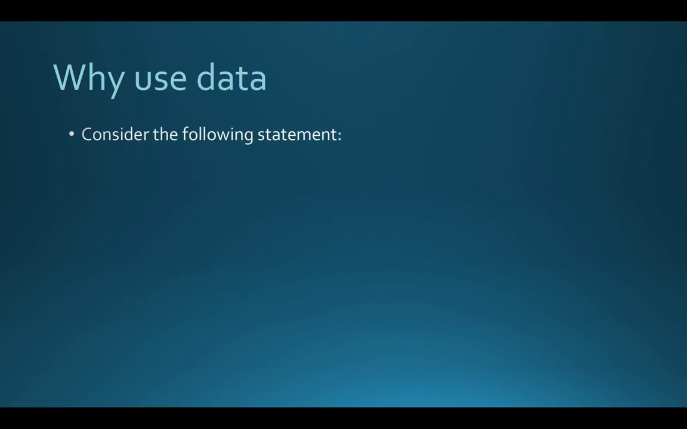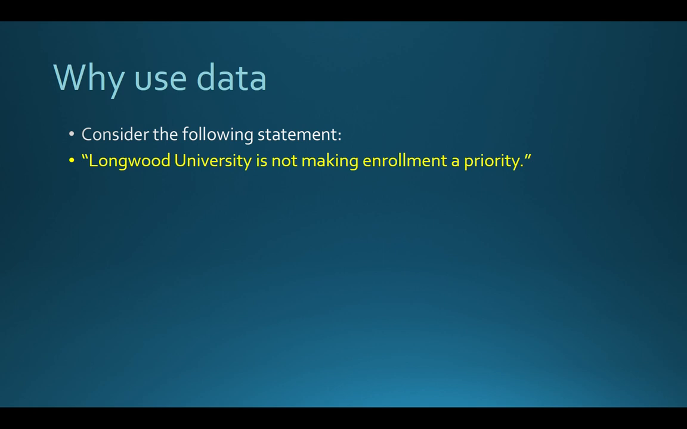Now, consider the following statement. Longwood University is not making enrollment a priority. Well, do you agree this sounds like an opinion? And it's opinionated, obviously. It's a value judgment because we can't really test it. As expressed, it's a normative statement.